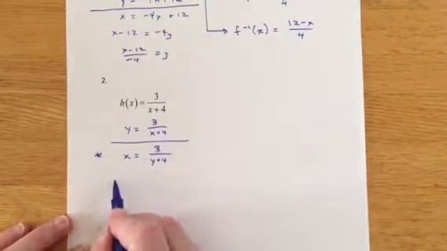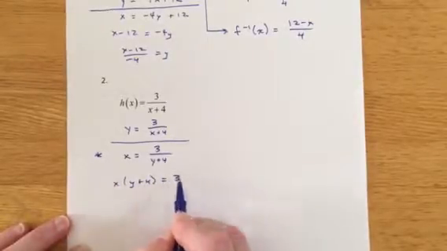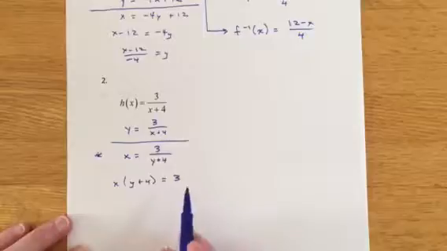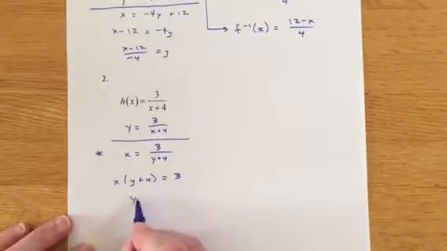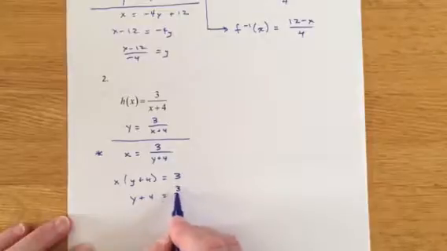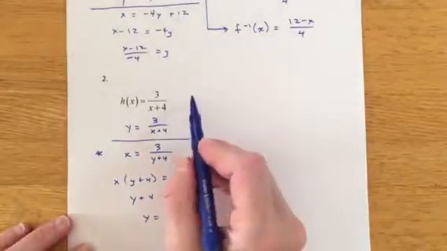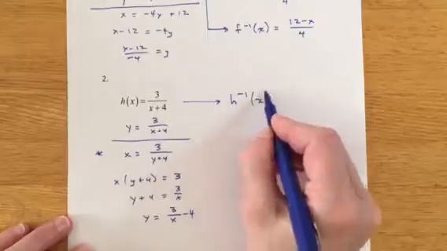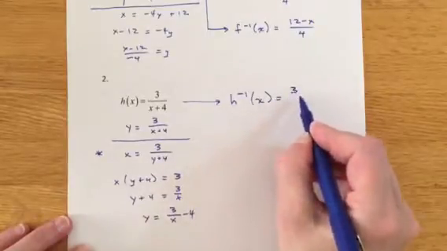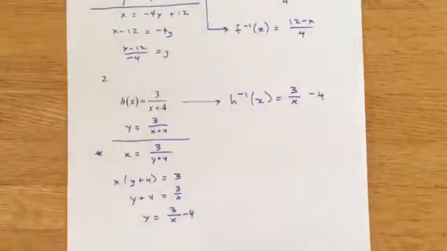So I'll multiply to clear fractions. So I'll bring the y plus 4 up to the left side. And again, we're just trying to isolate the y. So I'll divide by x, subtract the 4. And I have my inverse. Now again, it's just nice if we start with h of x, then we'll write the inverse as h inverse of x equal to 3 over x minus 4.